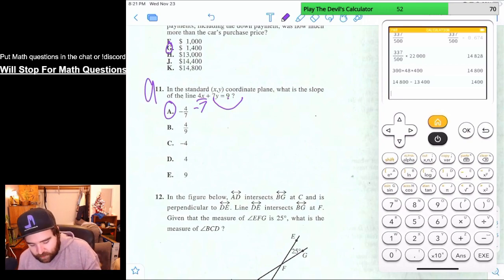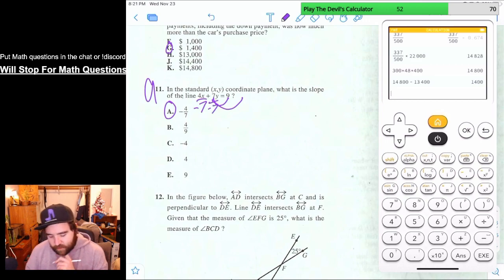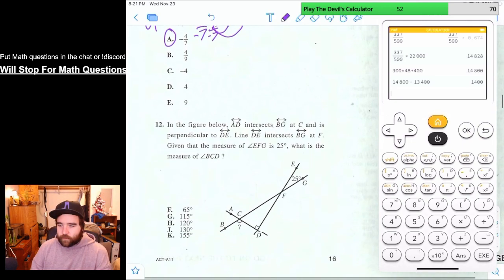So like if you wanted to really do it, you'd have to subtract the 9 as well, and then divide that by negative 7 as well. But we don't care about the y-intercept. We just care about the slope.